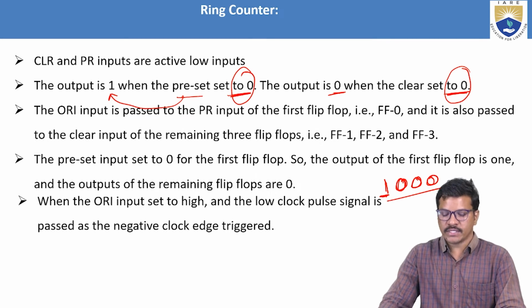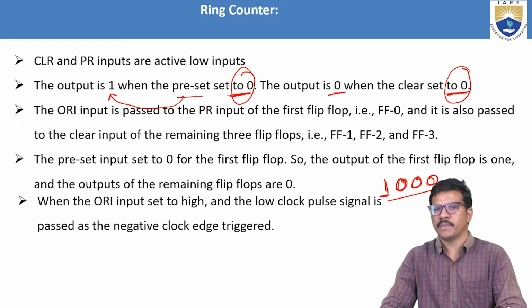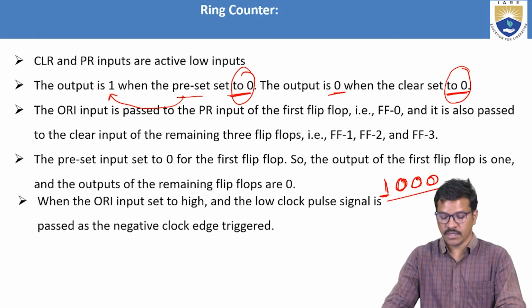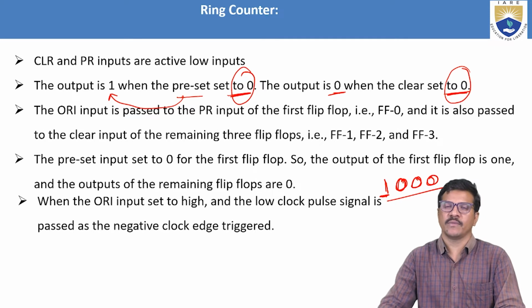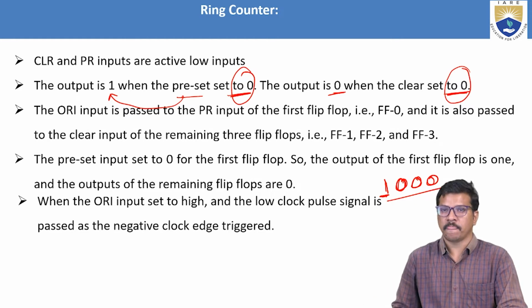When the ORI input is set to high, the low clock pulse signal is passed as the negative clock edge trigger. Once this ORI input is set to high, providing the active high input, the preset and clear signals are disabled, which means that at the same time the low clock pulse signal, that is nothing but the negative clock edge signal, is applied to the ring counter. So the negative edge clock pulse is applied to the ring counter.